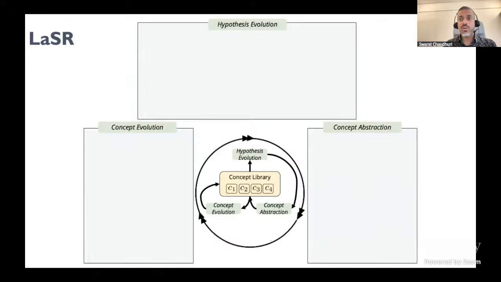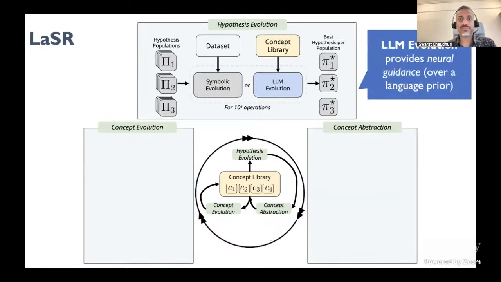Now, in order to really implement this, this is the loop that we came up with. This follows the basic structure of an evolutionary algorithm, but it does this sort of Bayesian concept learning thing guided by LLMs on top of that. Operationally, the way to think about it is that, like in any evolutionary algorithm, you're maintaining a population of hypotheses or programs.